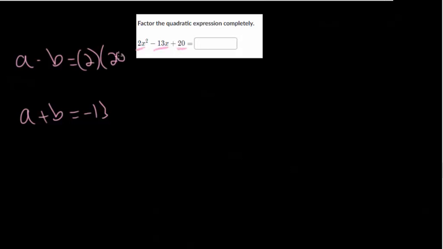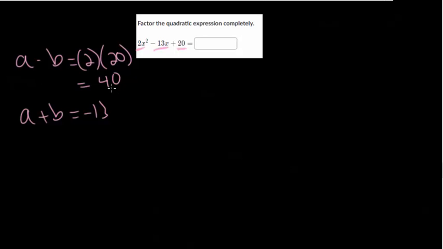So let's find those two numbers, a and b, so that we can split up the minus 13x. We know that they add to minus 13, and they multiply to the product of 2 and 20. Because it's always going to be that they multiply to the product of the coefficient on x squared and the constant term. So in this case, they multiply to 40, and they add to minus 13.